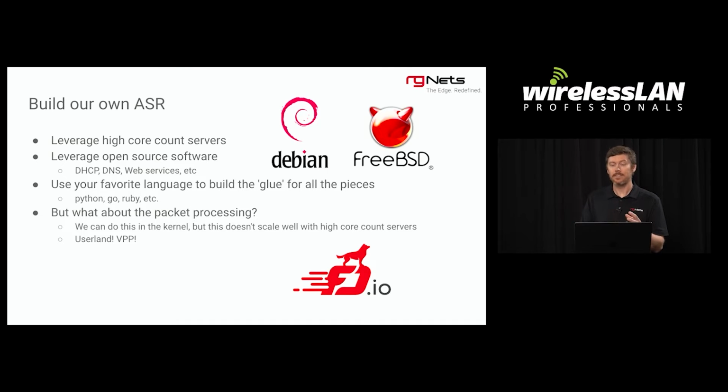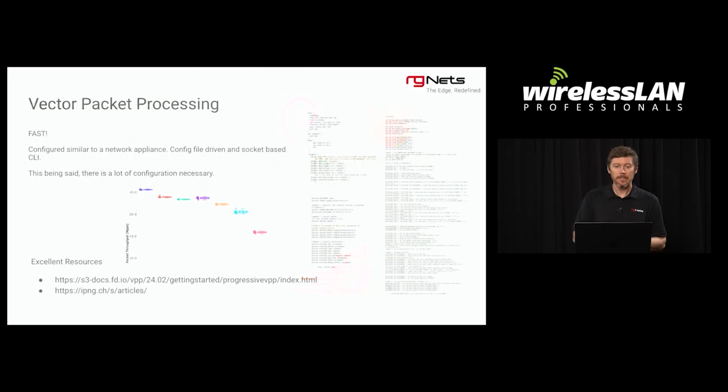So let's introduce VPP. This runs in user land. We can leverage our high core count servers. So why VPP? Well, it's fast. The reason it's fast is because we're processing packets in buckets instead of one at a time. We identify those things that have common rule sets, we place those into buckets, and we pass them through the chain.